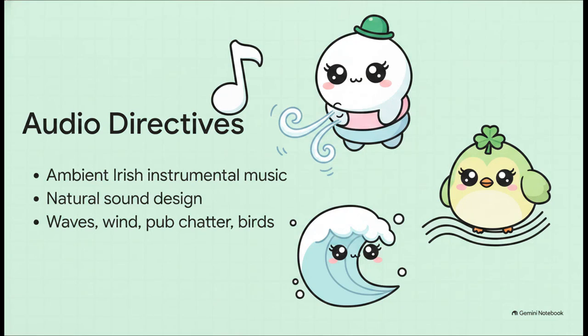But here's the thing. A master-level prompt doesn't just describe what we see. It explicitly directs the sound design, too. The audio directives call for ambient Irish instrumental music underneath narration and specifically list natural sound design elements like waves, wind, pub chatter, birds. It's directly telling the AI to layer the music, the voiceover, and the ambient natural sounds to create total multisensory immersion for the viewer.